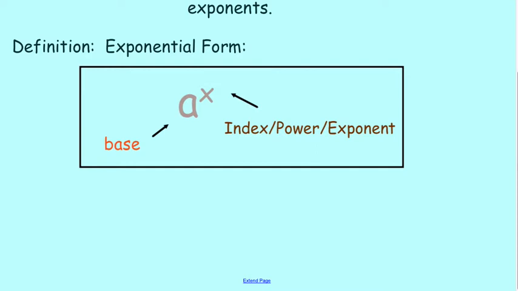So there are some pieces to it. This first piece is called the base of your exponent. Then this is called either your index, your power, or your exponent. You're going to hear three different ways to call that. So that's what exponential form looks like: you have a base raised to some power.